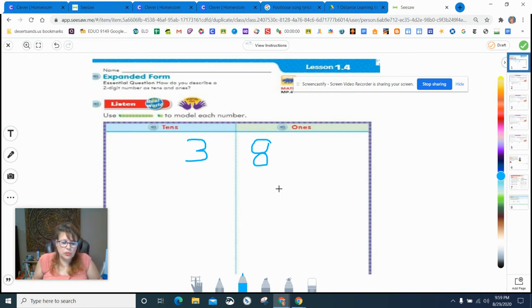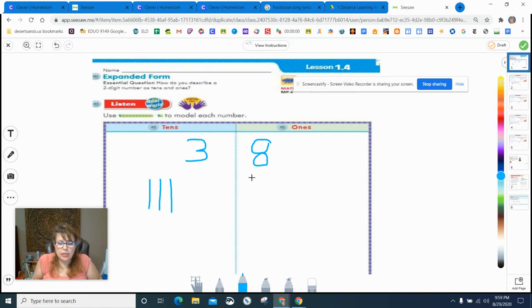So now I'm going to show you what we've been learning. This is the standard form, but now we're going to draw it as a picture by using our blocks. Now we represent the tens by drawing lines. So this is 1 ten, 2 tens, 3 tens because I have 3 tens. And then I have 8 ones.